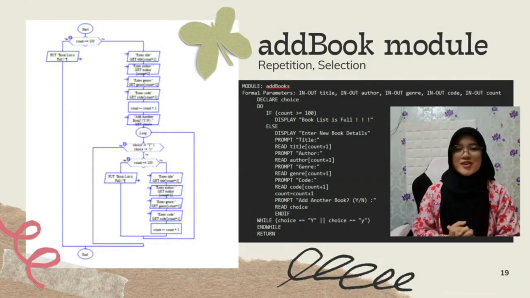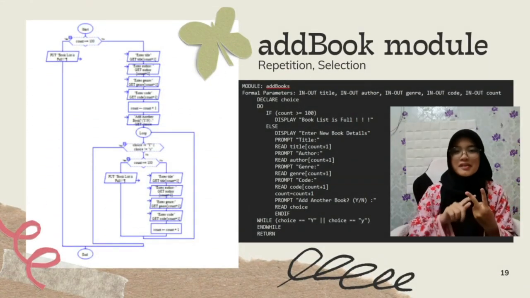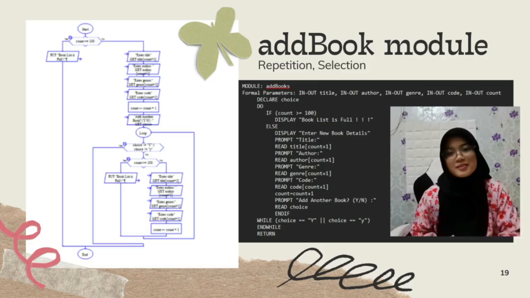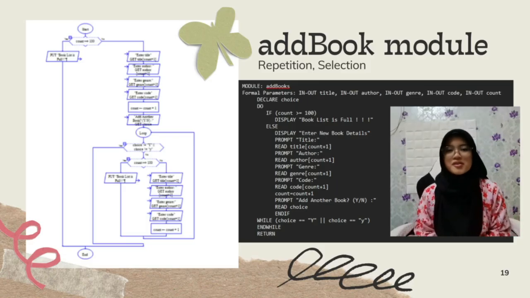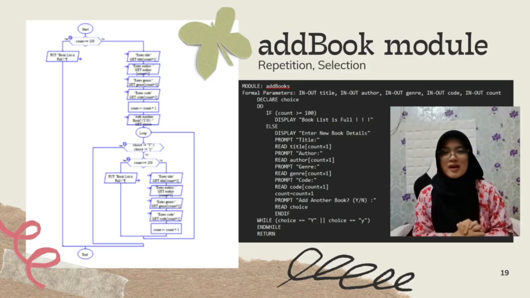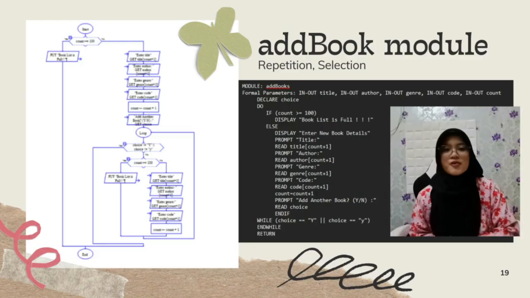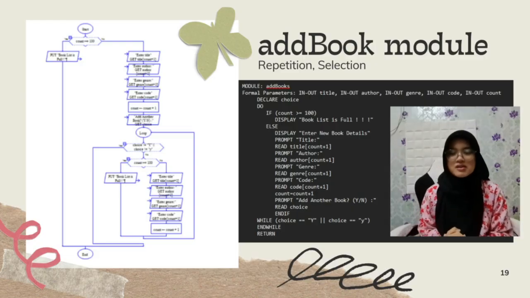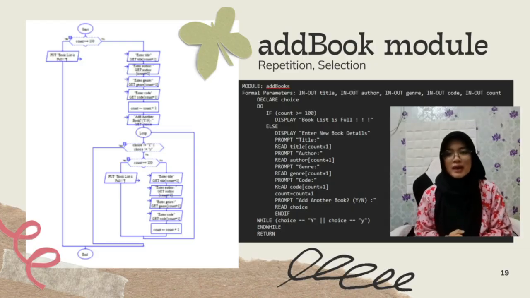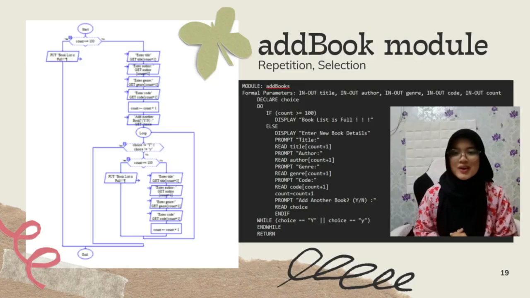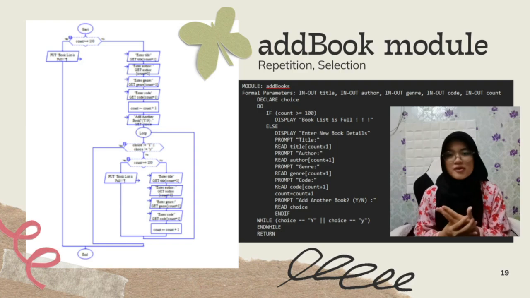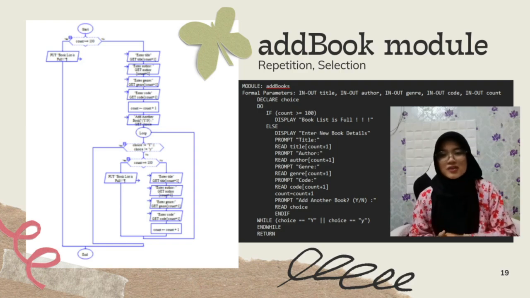The add book module uses both repetition and selection control structure. In this module, a post-test loop is used so that the process of adding book runs at least once. The system first checks whether the book list has reached its maximum size. If the book list is not full, the system prompts the user to enter new book details such as title, author, genre, and book code, and store the data into the array.